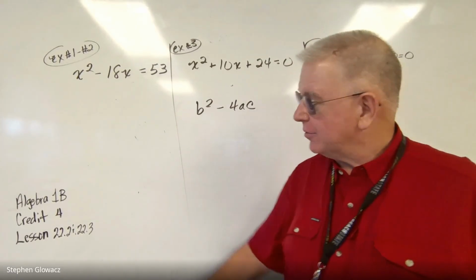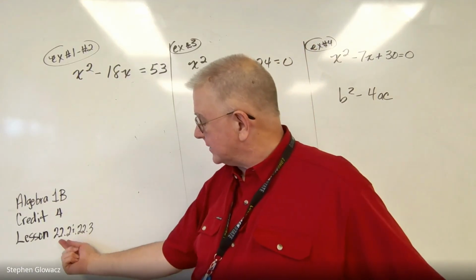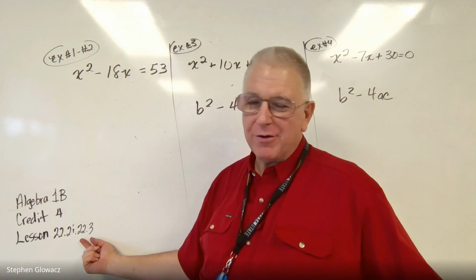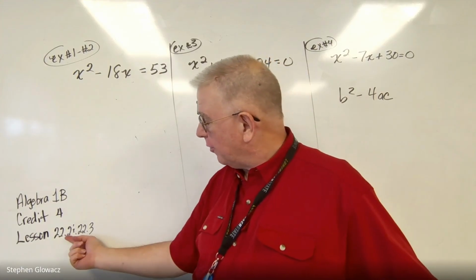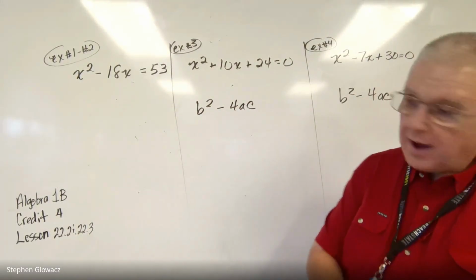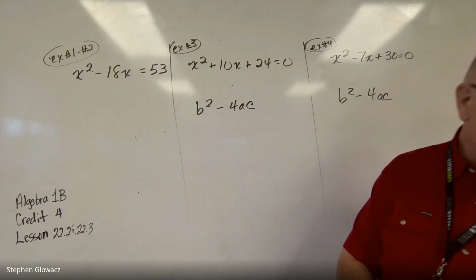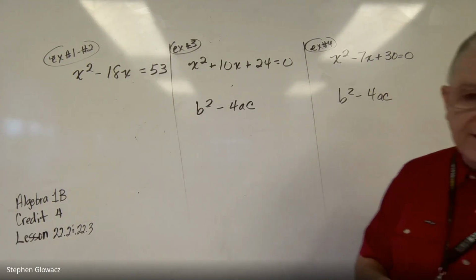These are the examples for Algebra 1B, Credit 4, and we have a combined lesson here, 2 lessons again for 22.1, 22.2 and 22.3. All right, so what we're going to be taking a look at, first of all, problems 1 and 2. Let's just read the directions and we'll just jump into it.